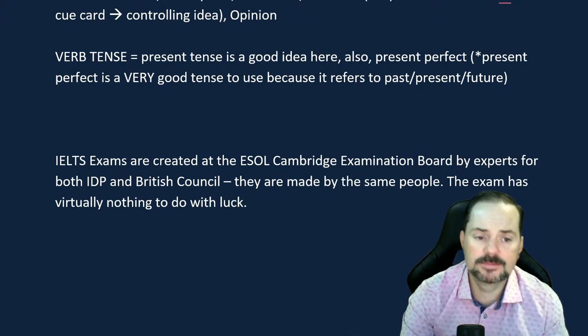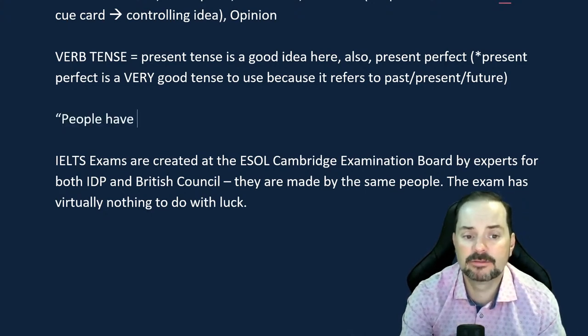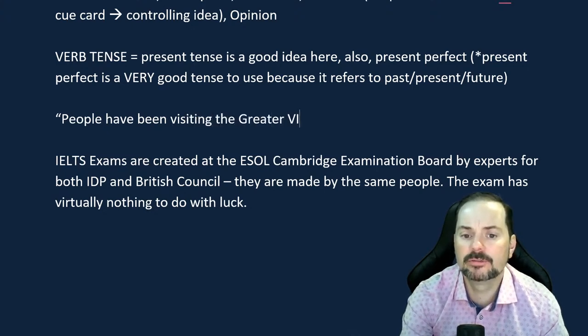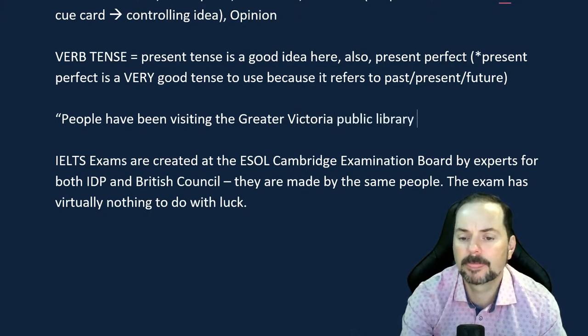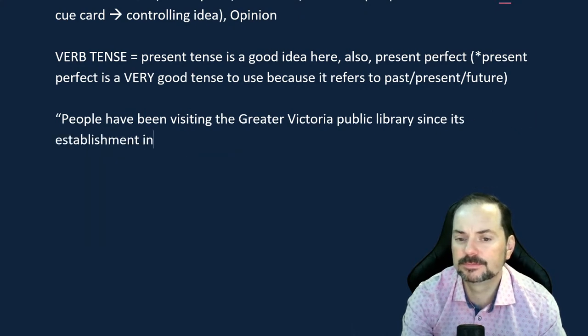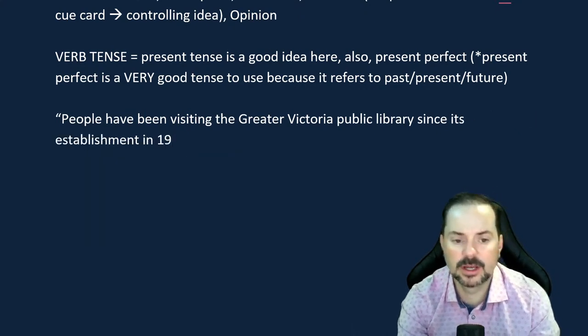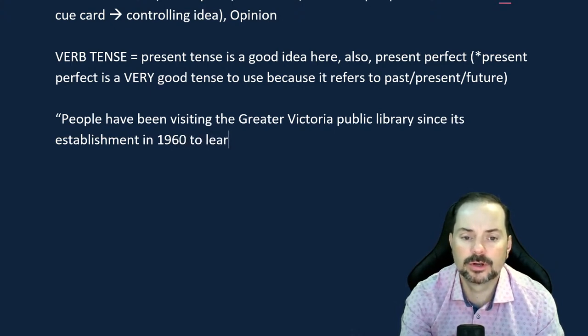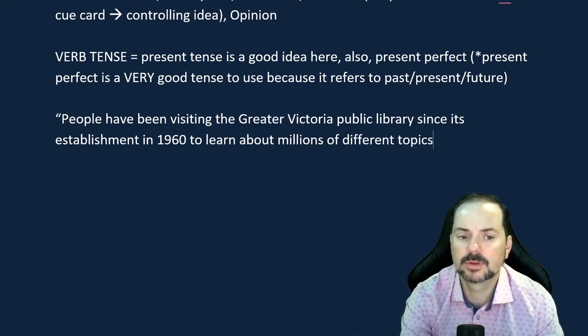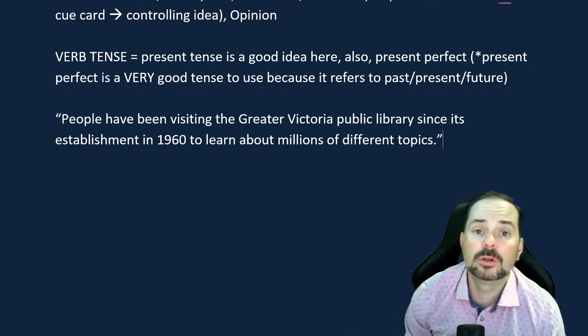Okay, so for instance, I could say a sentence like, people have been visiting the Greater Victoria Public Library for or since its establishment in 1960 to learn about millions of different topics. Okay, so that would be an example of present perfect.